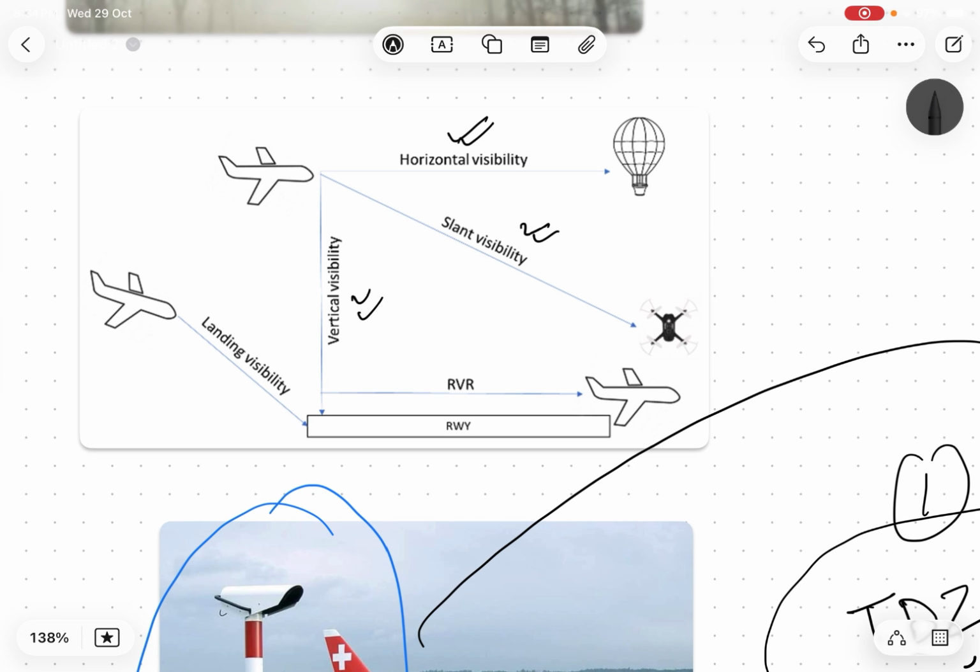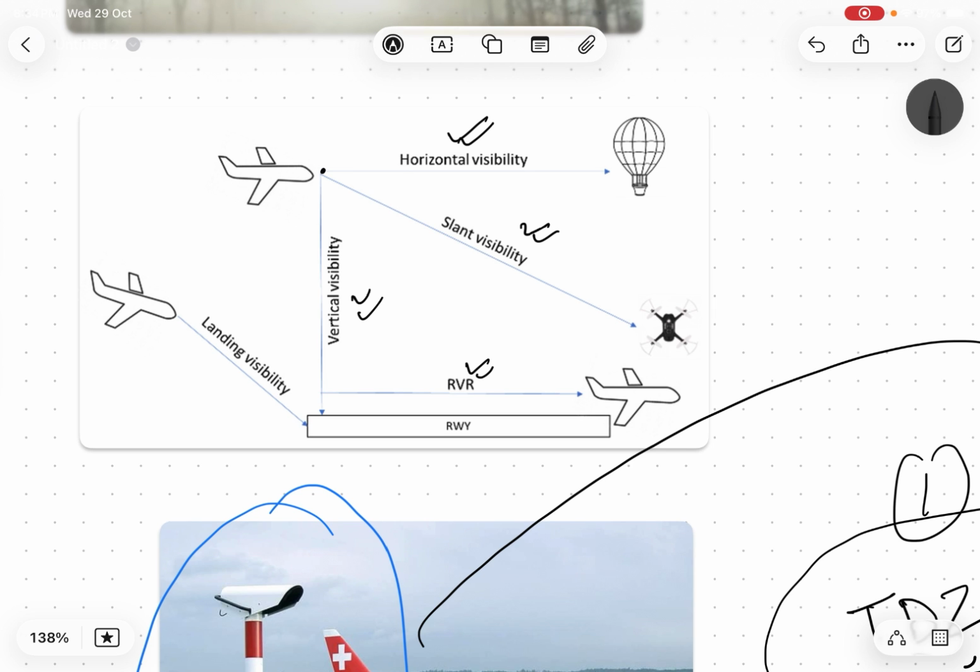Okay, now very simple, and this is RVR. So I think it's very simple. There is nothing to explain here. All right. So the horizontal visibility is nothing but basically a horizontal distance either on ground or in air that an observer with a normal eyesight can recognize a dark spot.